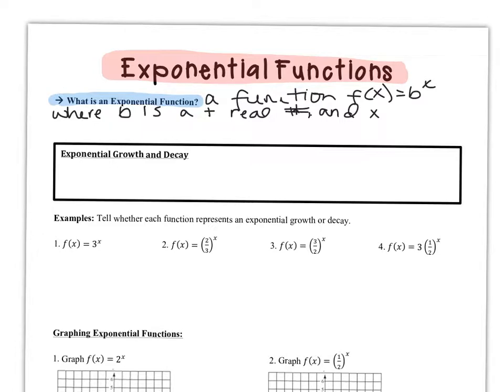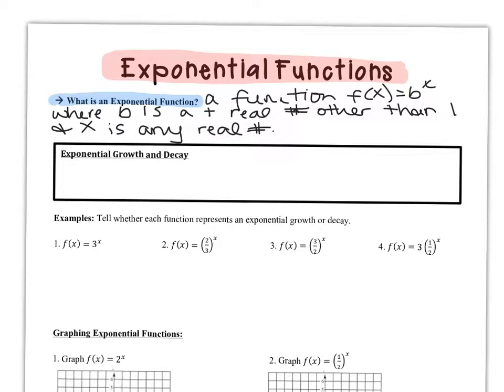b is a positive real number, and it can be any number other than 1, because if b was 1, then it would just be a constant line. It would just be 1 to the first power, 1 to the second power. It would just be y equals 1 would be that function. So an exponential function is where b is a positive real number other than 1, and x is any real number.